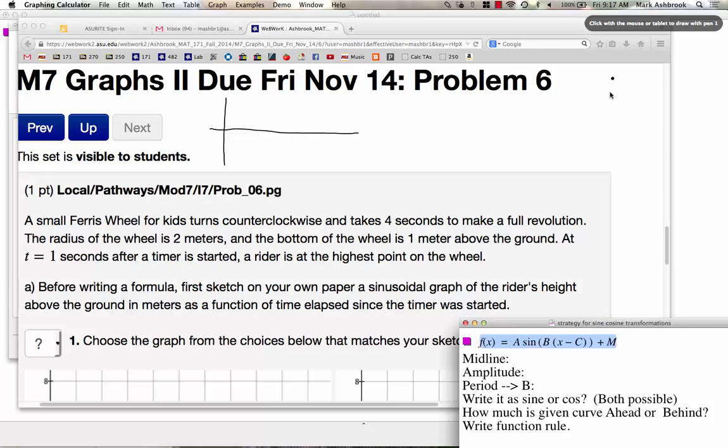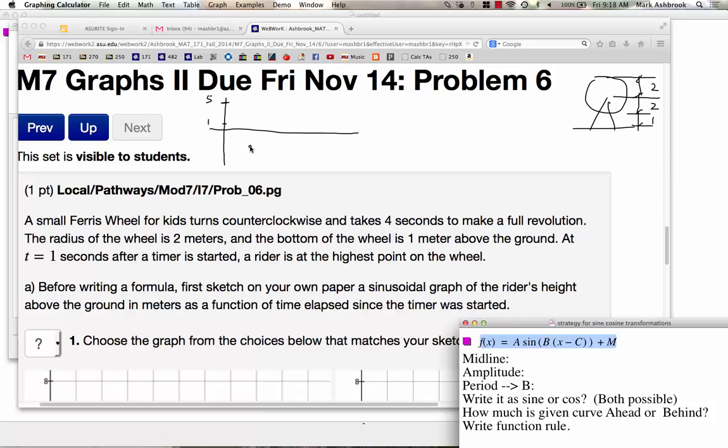All right, so let's draw a picture to set it up. What does it say? It says the bottom of the wheel is 1 meter above, right? And then the radius is 2. So that's halfway up, and then another halfway up gets us to the highest point. See that? Max is 5. Min is 1. Midline then is 3.